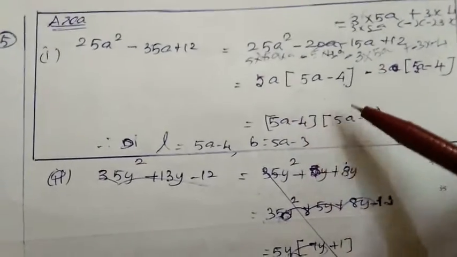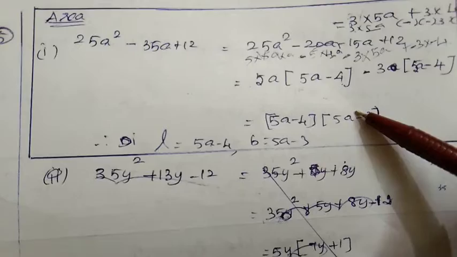Now one is length, another one is breadth. We can change. This one is also length. This one also breadth. Right.